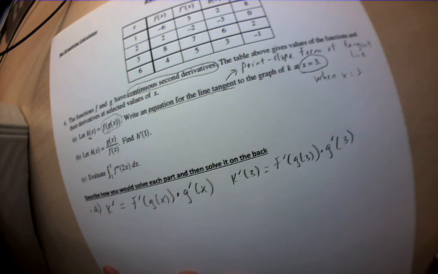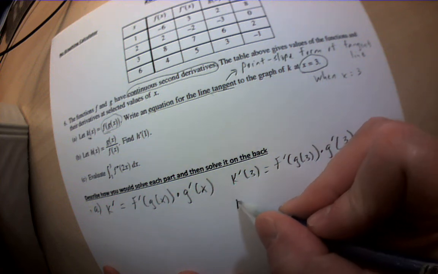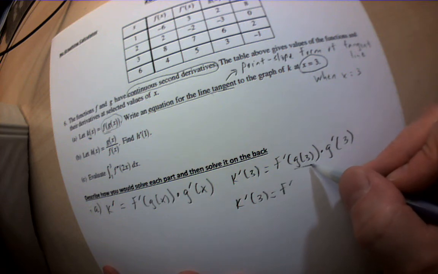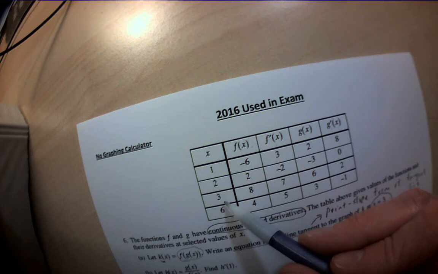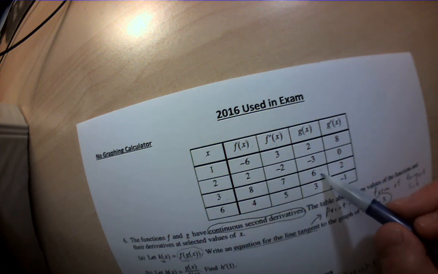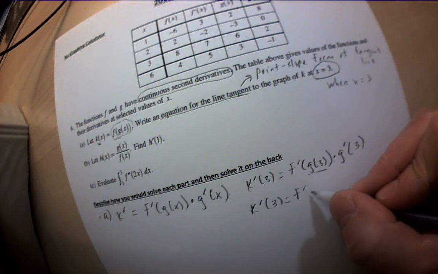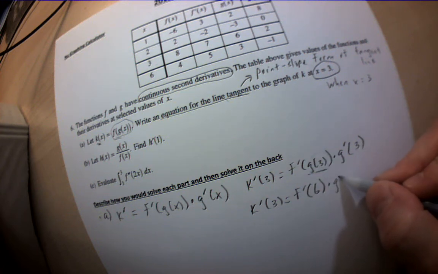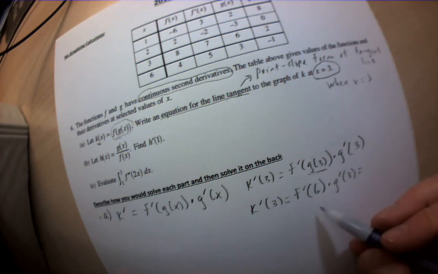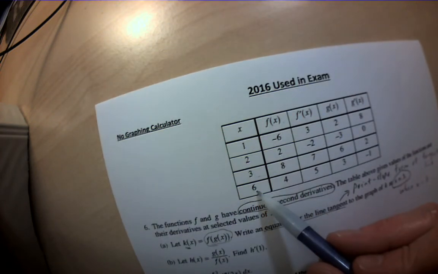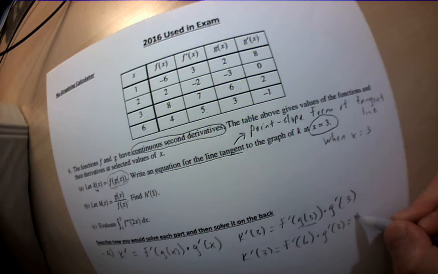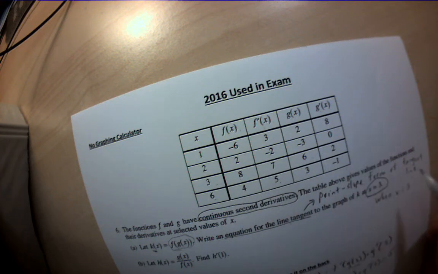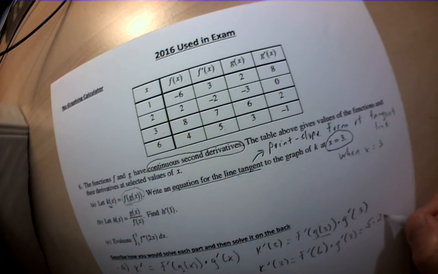Okay, and this is something that tricked a bunch of you throughout the year. What I then get is k prime of 3. It's f prime. What's g of 3? Well, if I look up here, when x is 3, g of 3 is 6. So I end up getting f prime of 6, because g of 3 is 6, times g prime of 3. F prime of 6, when x is 6, f prime of 6 is 5. G prime of 3, when x is 3, g prime is 2. So I get 5 times 2, I get 10.